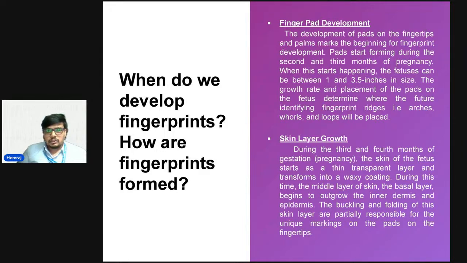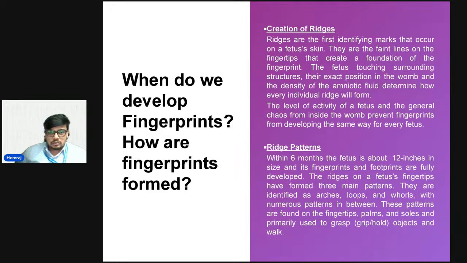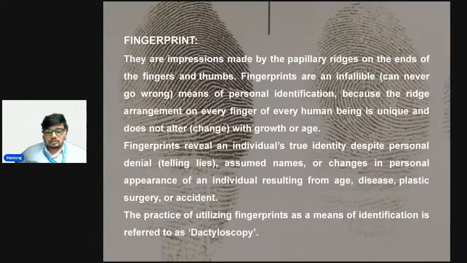So there is some information here. Finger pad development. It is between 1 and 3.5 inches in size, right? So there are different growth periods. This is very technical detail. Probably I will not be going through this. It will be very boring for you. But one thing to understand here is that the fingerprint is developed when you are in the womb. So inside the mother, the development of the fingerprint happens, and we take birth with our fingerprints. Okay, the creation of ridges, and then ridge patterns. What are ridges? What are ridge patterns? We'll be going through that in the next slide, and through that we will be discussing all these fingerprints.